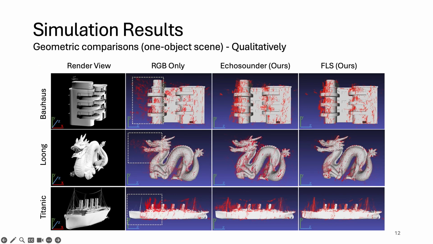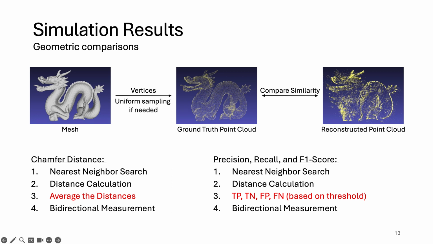We also conduct tests on the geometry between the reconstructed point cloud and the ground truth. To visualize the differences, we generate a set of scenes with only one object. In the corresponding figure, we display the ground truth as a mesh and the Gaussians as a point cloud. It is evident that the RGB-only method has more errors along the z-axis, as indicated by the dashed boxes. To quantify the results, we calculate the chamfer distance and F1 score between two point clouds.